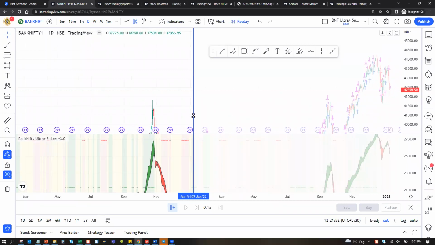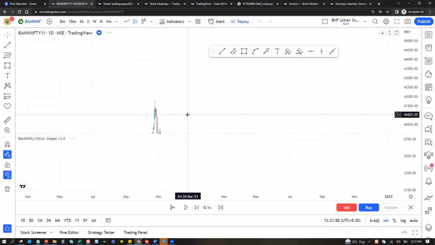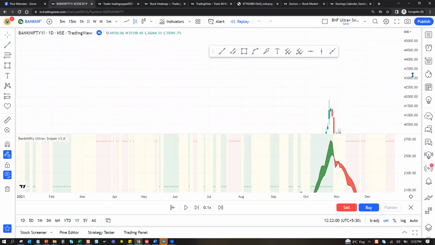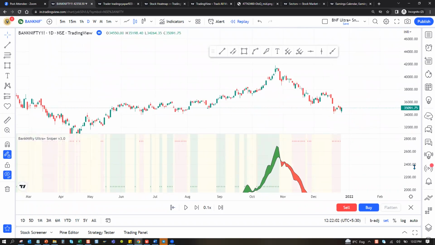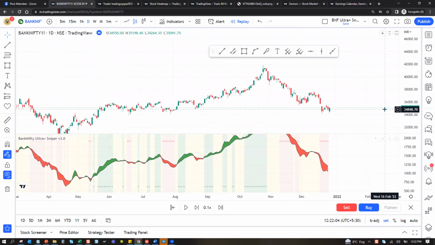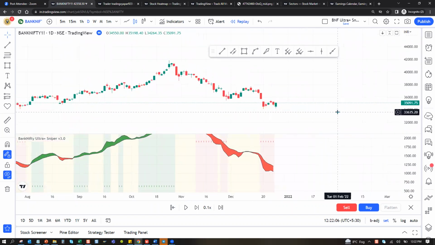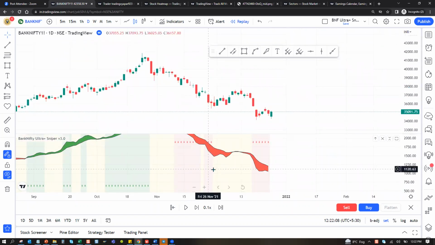So we go back one year, at least to 28 December 2021. Let me bring it here. So the market seems to be falling. It is in red. So let's say we'll only trade color change to color change.